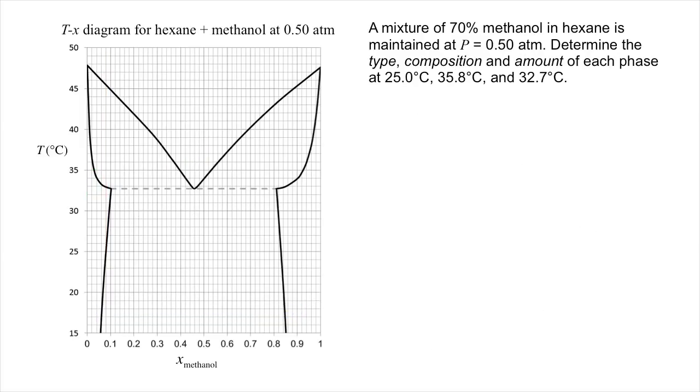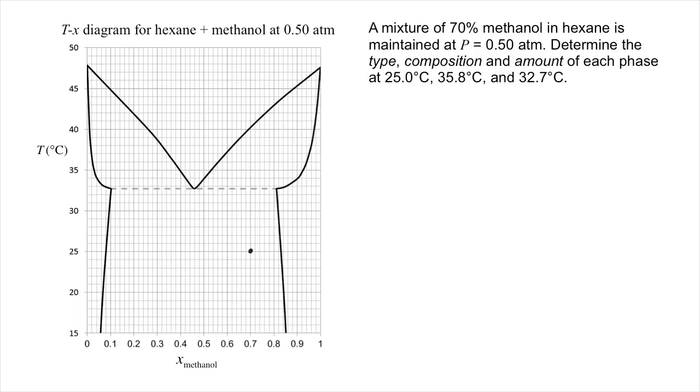Okay, great. But now let's try to up the ante a little bit by asking how much of each phase will be present under a given set of conditions. In this case, let's assume we have 100 moles of a mixture with an overall concentration of 70% methanol, and consider temperatures below, above, or near the heteroazeotrope.